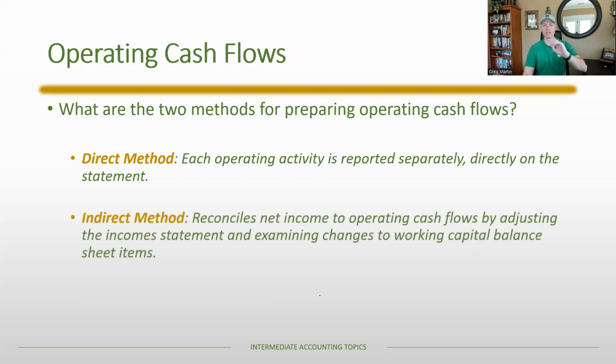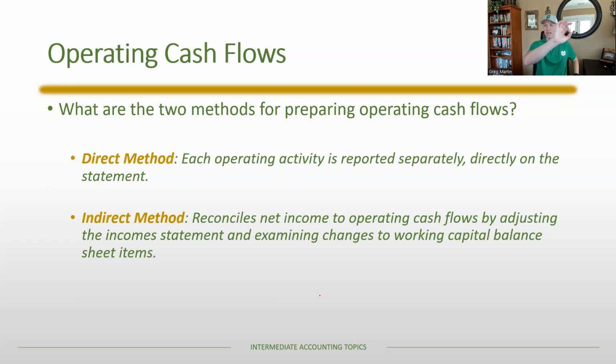With the indirect method, it's more of an aggregate approach where you have net income and then you make adjustments to net income based on accruals and those other things in order to get to the actual cash flow. And so it's more of an indirect way of getting there. The bottom line is the same, no matter which method you use.